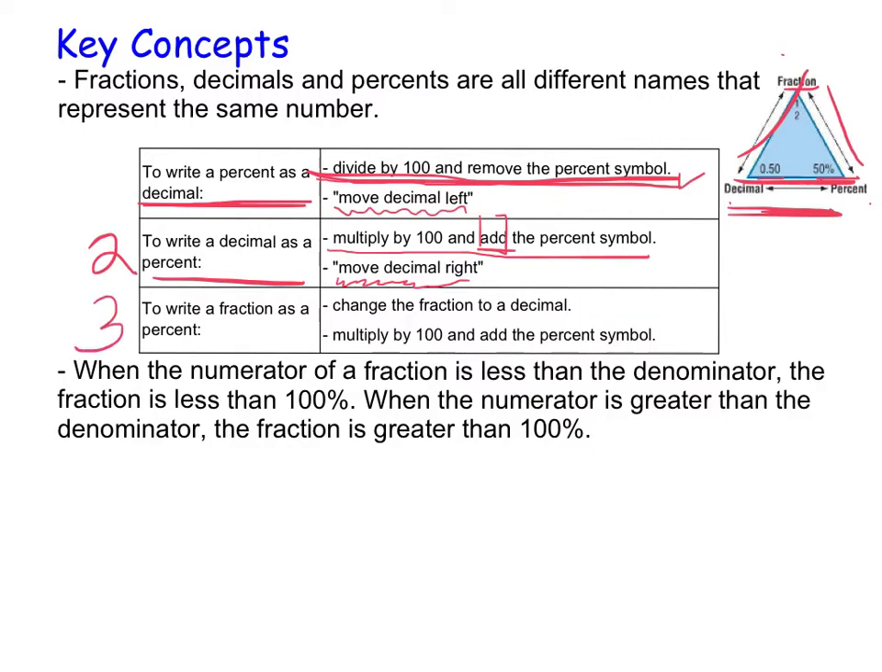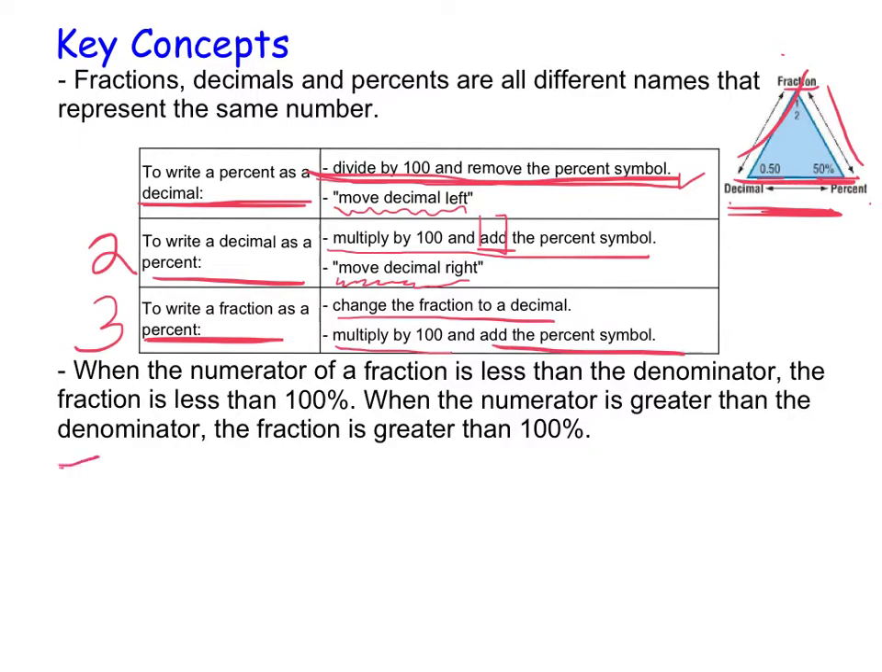And finally, the third one, we've got writing a fraction as a percent. In order to write a fraction as a percent, we have to do two things. We're going to first of all change the fraction to a decimal. Then once you have it in a decimal, we're going to go back up to number 2 here and write the decimal as a percent. So we're going to multiply by 100 and add the percent symbol.